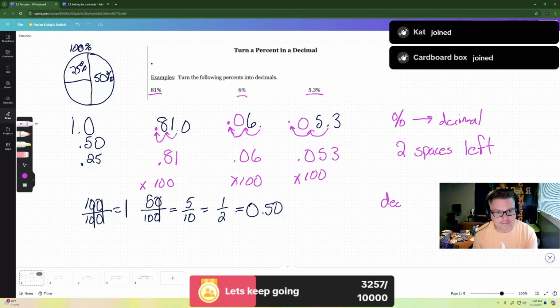If we want to go a decimal to, oops, sorry, I'm just looking at my other screen and I see my picture's about to cover that up.